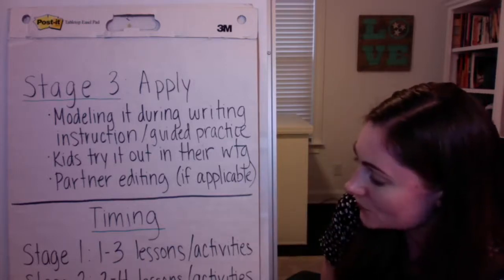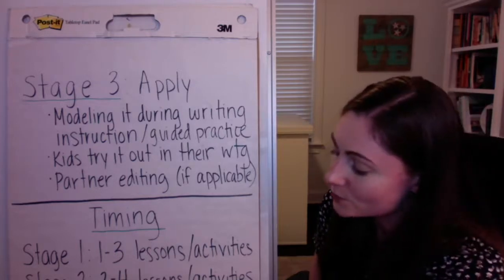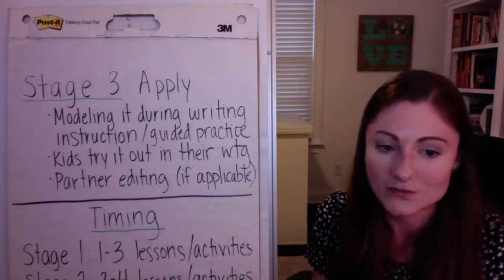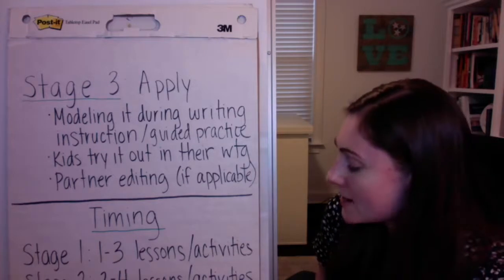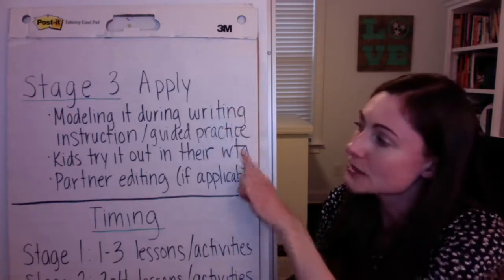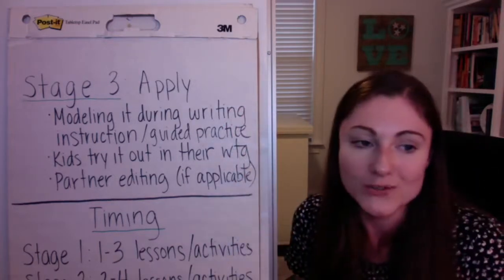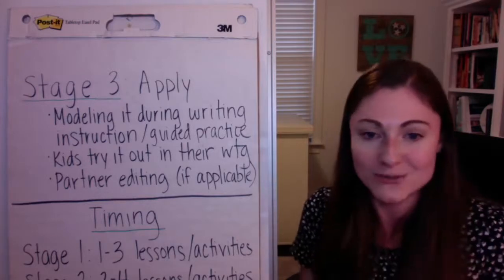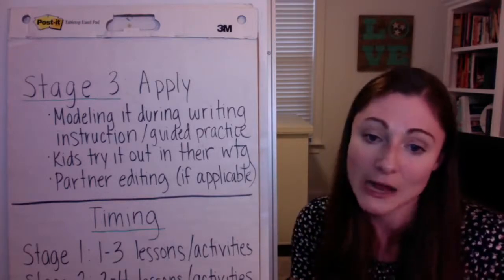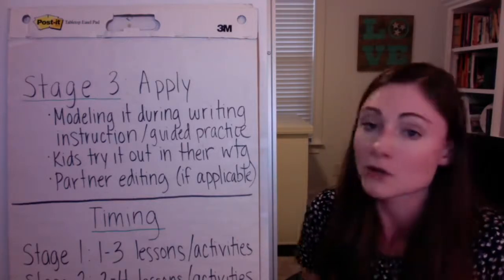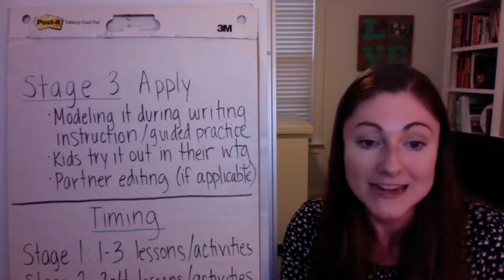And then stage 3, practice. You can't see it, but I wrote 1 to 2 lessons or activities, usually 2. And after, when kids are applying it in their writing, we all know that it's probably not going to be instantly absorbed and they're doing it perfectly thereafter, right? There's going to be a learning curve. They're going to make mistakes.